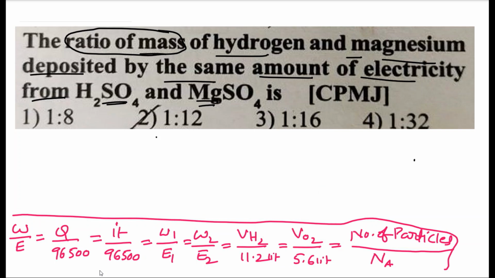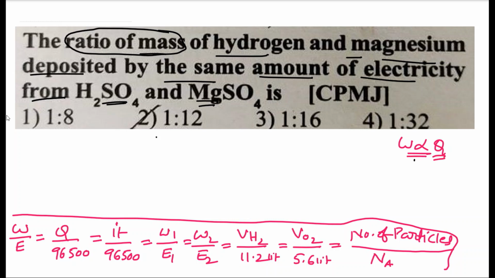Today I am going to start a very wonderful trick about Faraday's laws. First, briefly, I will tell Faraday's laws. There are two, Faraday's law 1 and Faraday's law 2. The first Faraday's law is W directly proportional to Q. This is Faraday's first law.